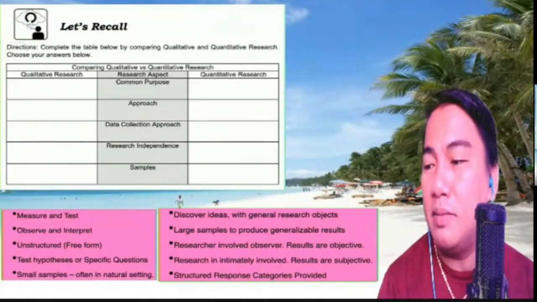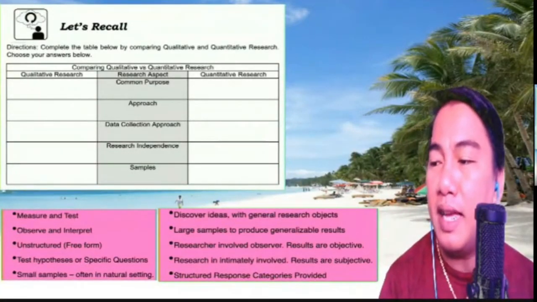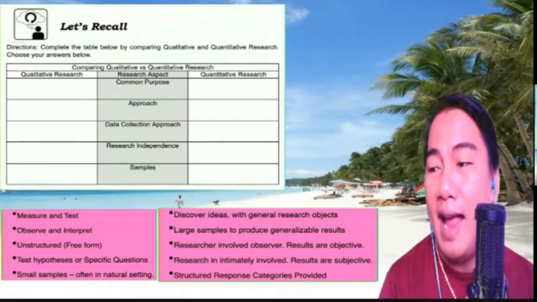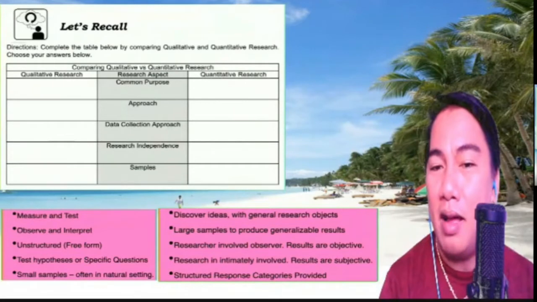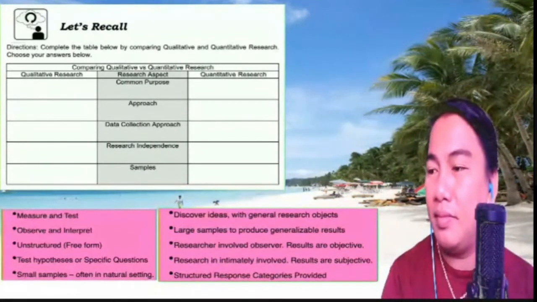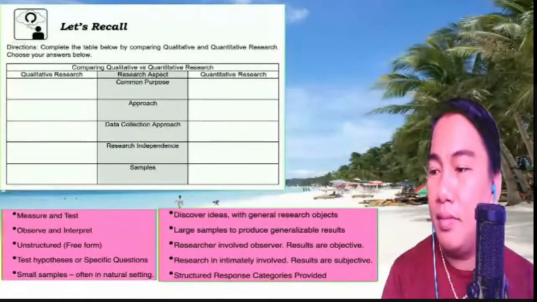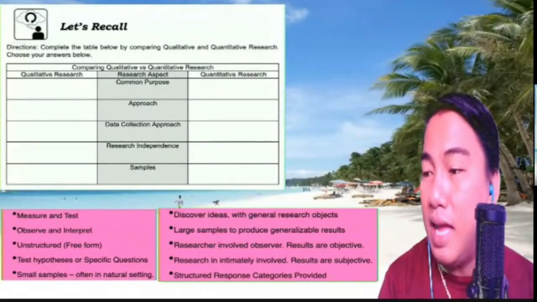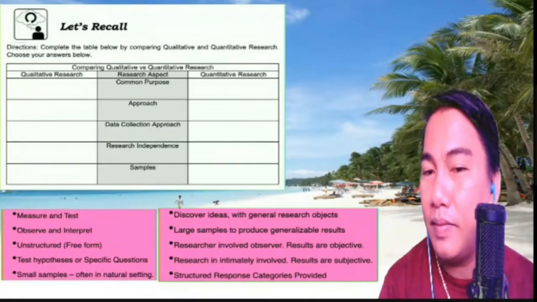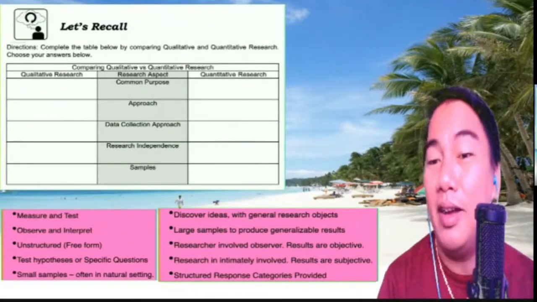Small samples often in natural setting. Qualitative. Very good, Jude. Okay, where are you going to put that? Sir, data collection approach. The small samples. Ah, samples, okay. So let's put it under samples.